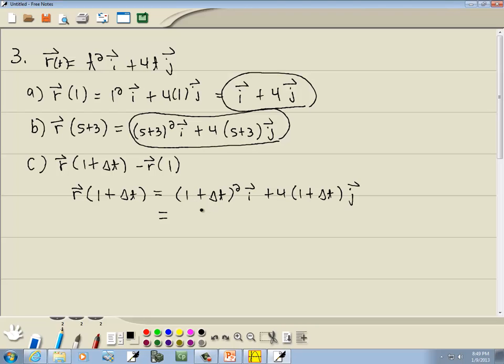And if I multiply this out, take 1 plus delta t times 1 plus delta t, I'm going to get 1 plus 2 delta t plus delta t squared i plus 4 delta t j.